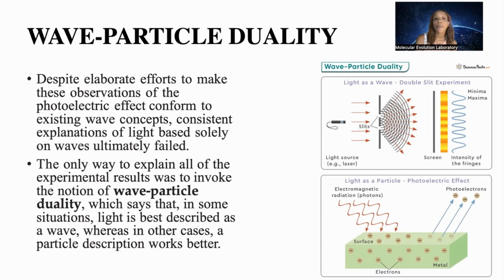Despite elaborate efforts to make the observation of the photoelectric effect conform to the existing wave concept, a consistent explanation of light based solely on waves ultimately fails. So light is not generally only based on waveforms. The only way to explain all of the experimental results was to invoke the notion of wave-particle duality. So basically, we can't understand everything about the particle or the electron interaction with the wave. In some situations, light can be described as a wave, whereas in other cases, a particle description works better.